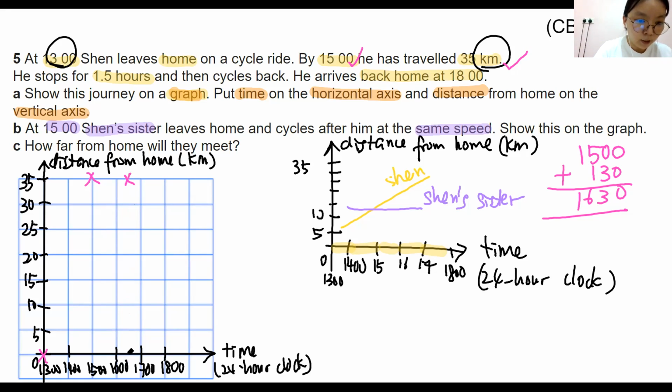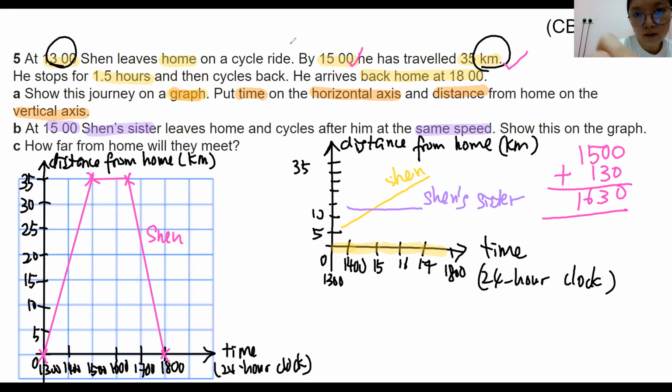Then it says cycle back home. At 1800, arrive home at here. So I got all the points and ready to connect it with a straight line. Straight, clean, clear, light. Okay. This is for Shen. Remember the label Shen there.